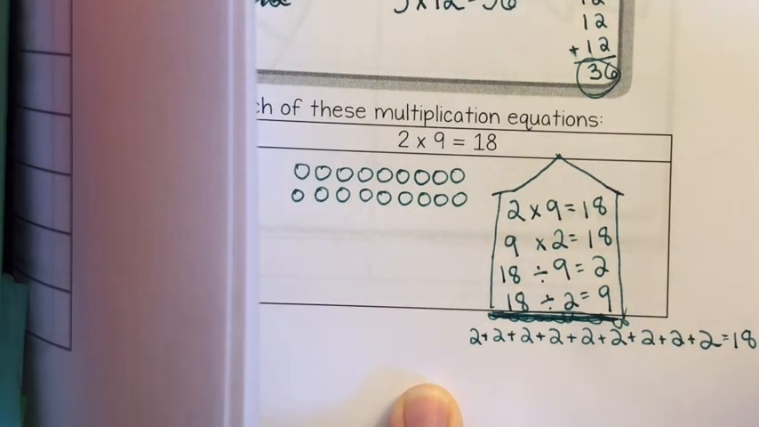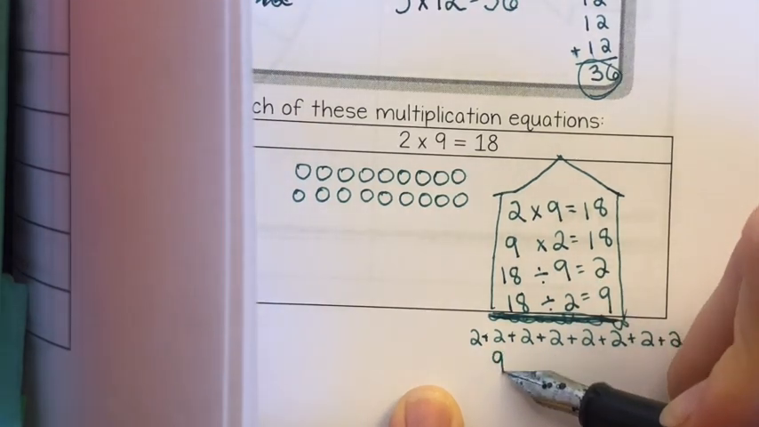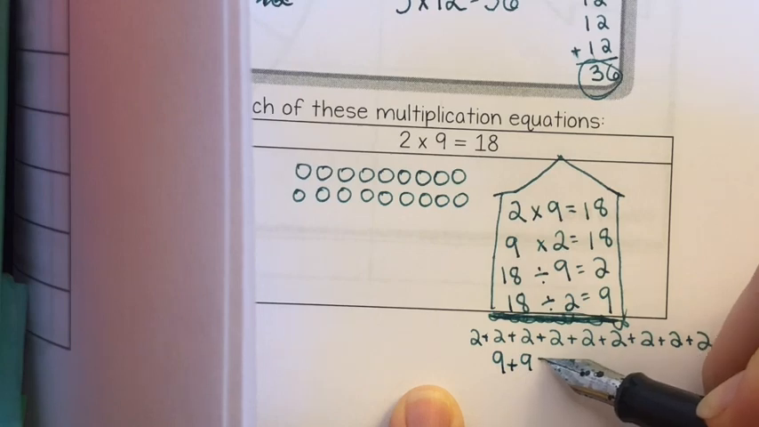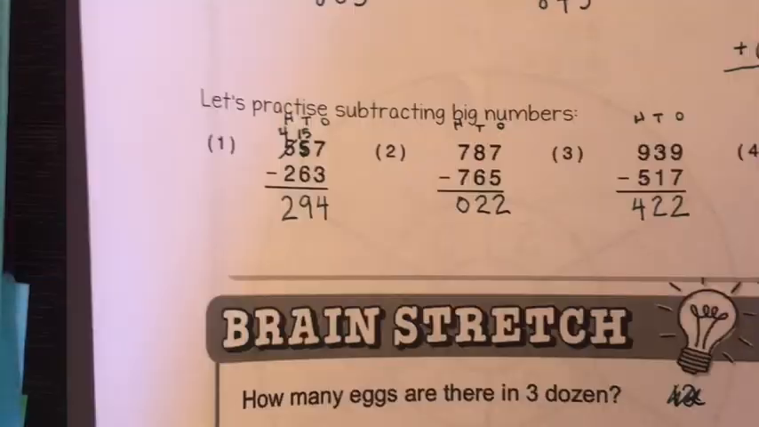Okay, now my next repeated addition is just 9s. 9 plus 9 is 18. Okay, that's all it is. Let's move on to the next page, everybody.